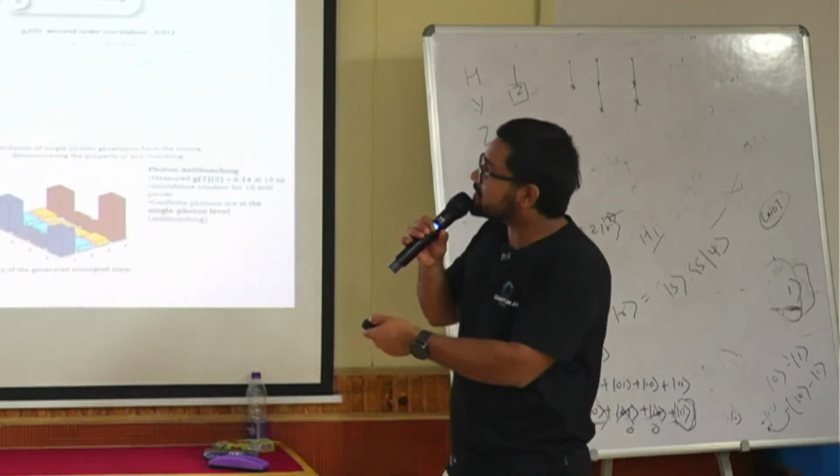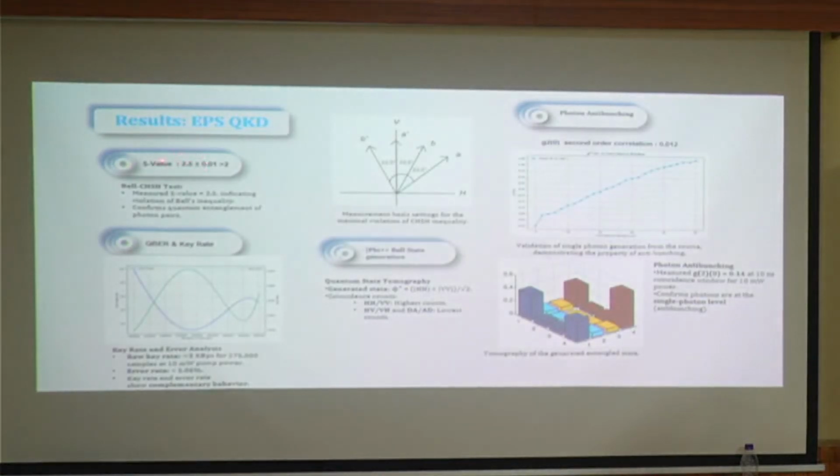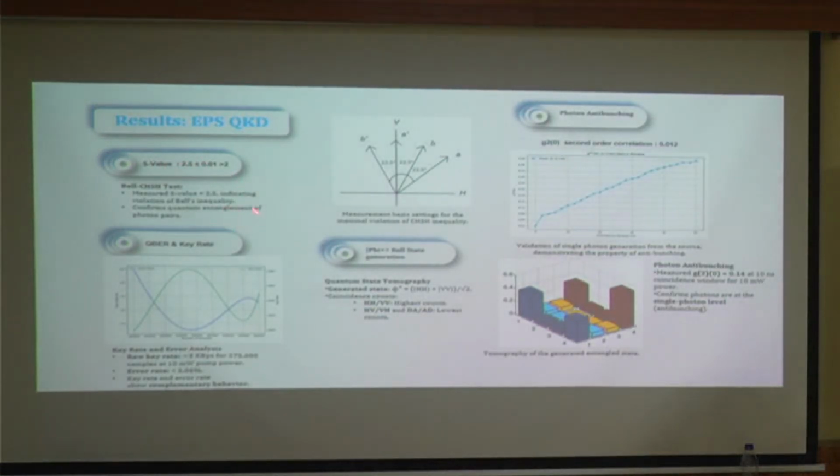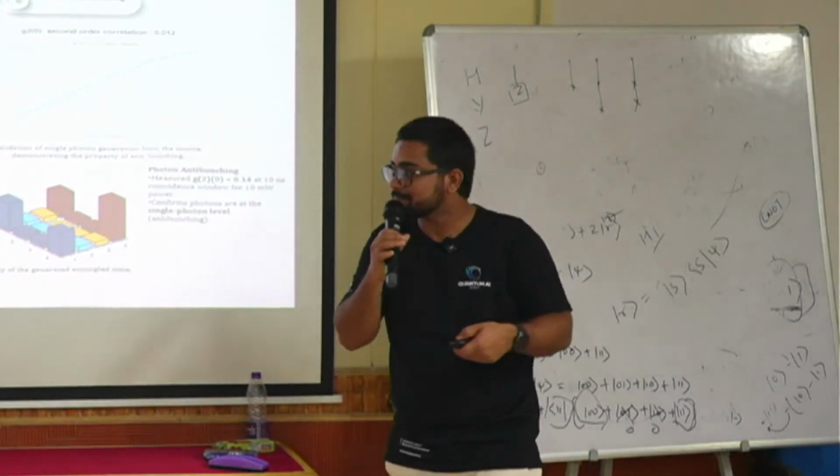As I was explaining, the S value should be greater than 2. So what is this value? Can you read it? Yes. So this is the violated value of S. It means our setup is truly quantum and we have true quantum entanglement, right?